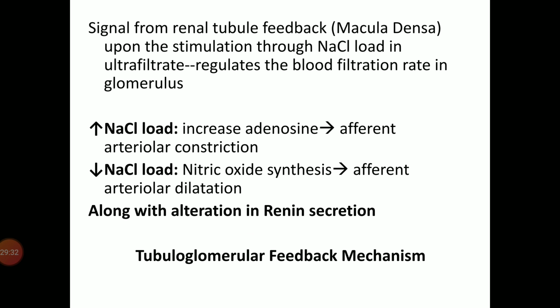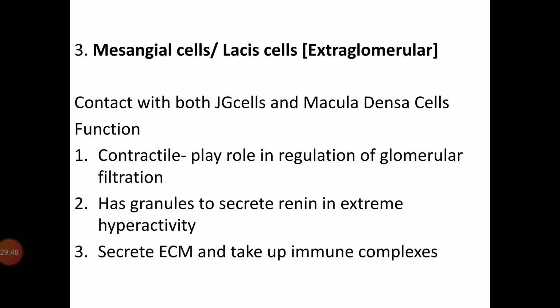Okay, so this feedback mechanism arising from the renal tubule, that is from the macula densa cell, going to the glomerulus for the proper filtration of the blood to occur, that is the tubuloglomerular feedback mechanism. Okay, so this was about the macula densa cell, and this third component was the mesangial cell.